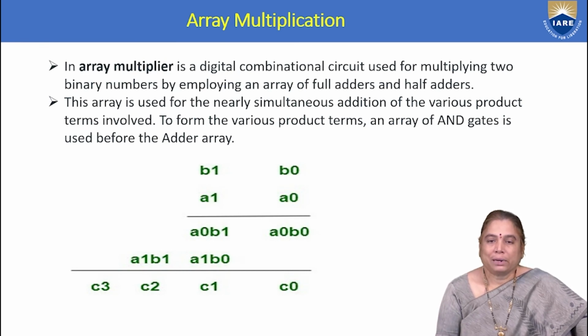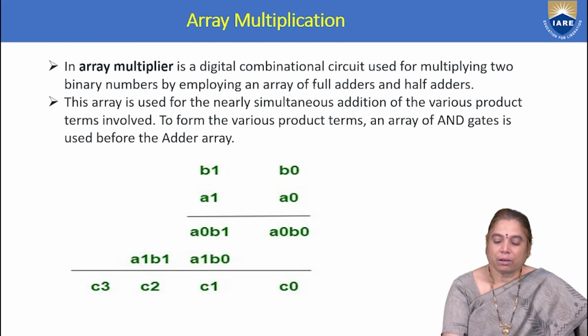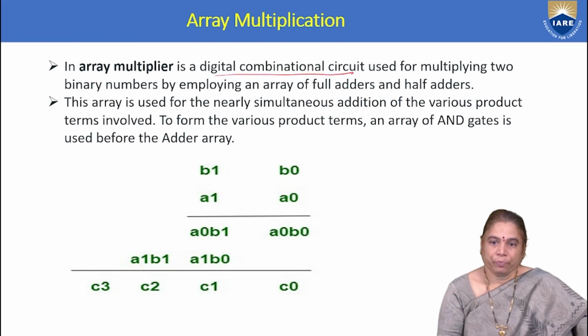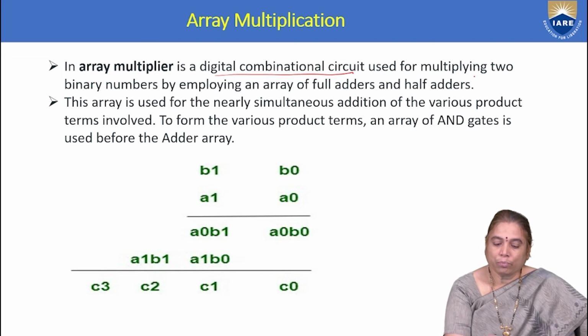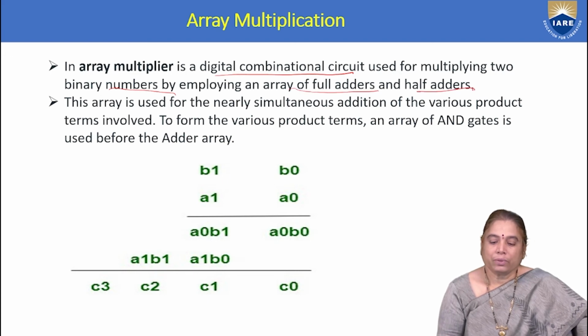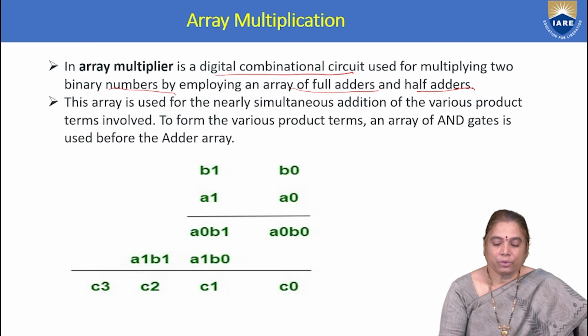Next, another mode of multiplication is also possible, that is the array multiplication algorithm. In an array multiplier, digital combinational circuits can be used for multiplying two binary numbers by employing an array of full adders and half adders. So with the help of a digital combinational circuit, the binary multiplication operation can be performed. This array is used for nearly simultaneous addition of various product terms. To form the various product terms, an array of AND gates is used before the adder array.